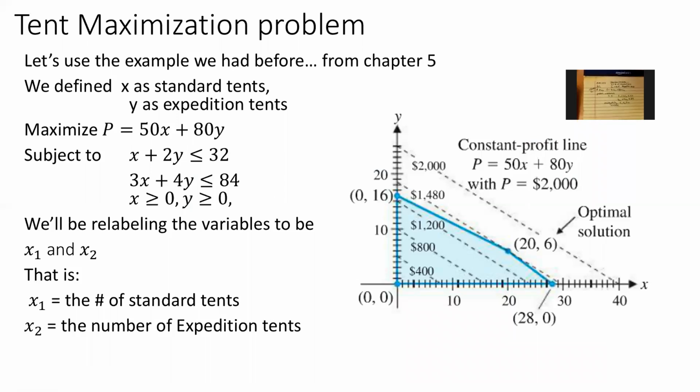So we had the company that's going to make standardized tents and expedition tents. They have a profit function where they get $50 for every standard tent and $80 for every expedition tent they sell. We already found the answer for this before, but it'll be good to show how to do it with the corner table method.